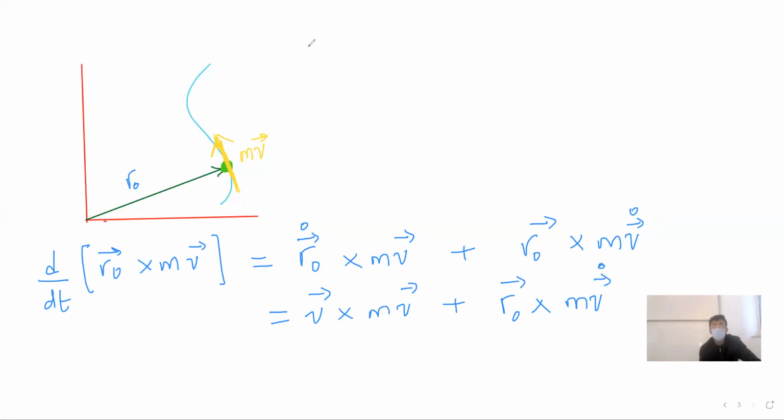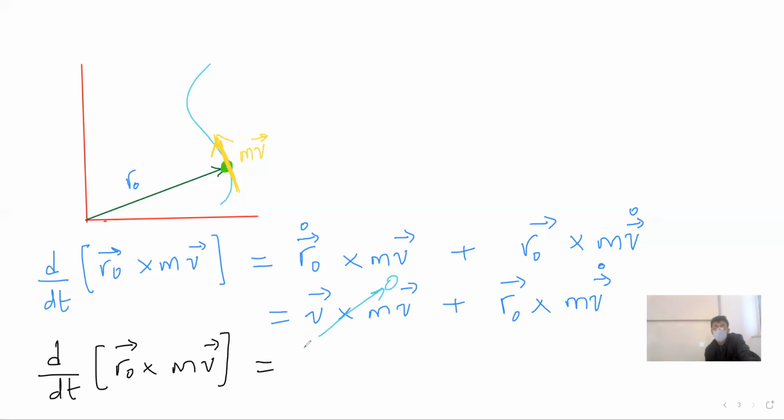So why don't you all help me a little bit? What is the meaning of this chunk? What will be the answer? 0, right? It's a cross product. Mass is a constant. So for a cross product, the same quantity will give me a 0. So I get a very beautiful answer of d over dt of R naught cross mv equal to R naught cross mv dot.